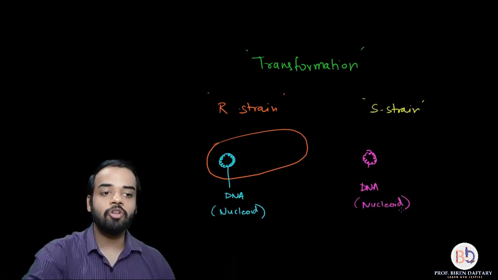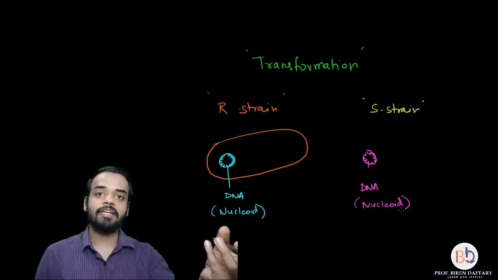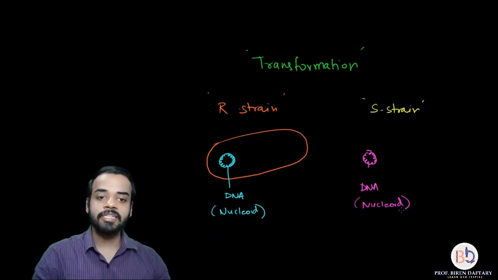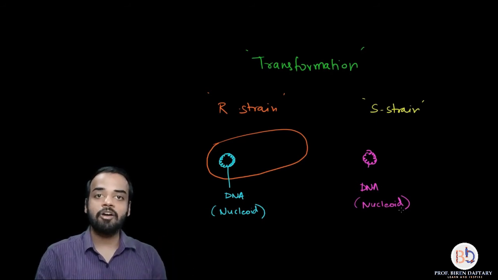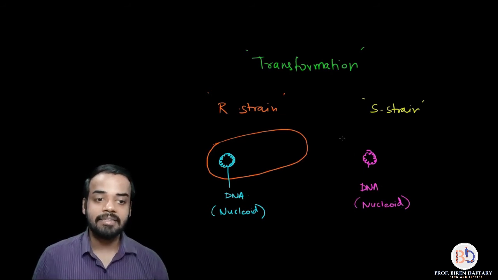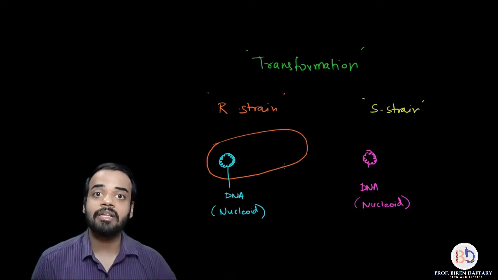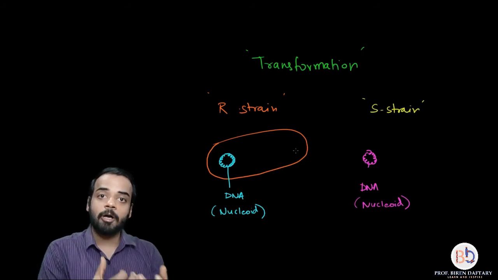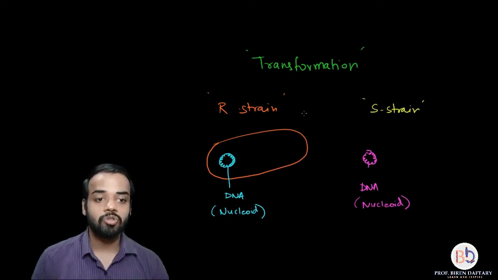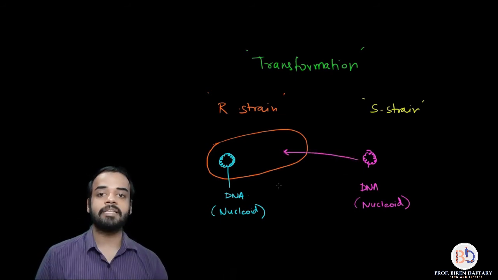So now when you mix the heat killed S strain and R strain, the free floating DNA of the S strain comes in contact with the R strain, and please remember, bacteria have this property of absorbing a foreign DNA. So what happens is, this S strain DNA, when it comes close to the live R strain, this live R strain bacterium absorbs the DNA of the S strain.